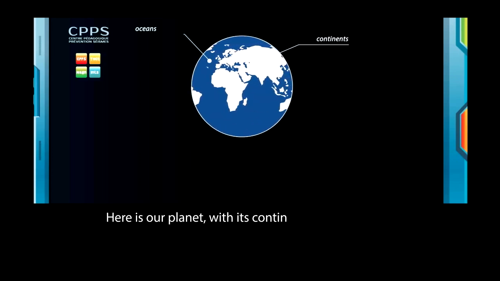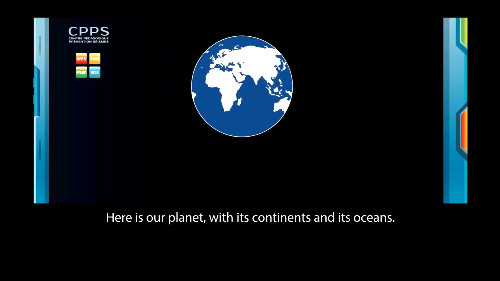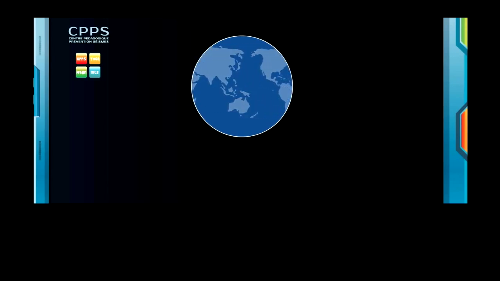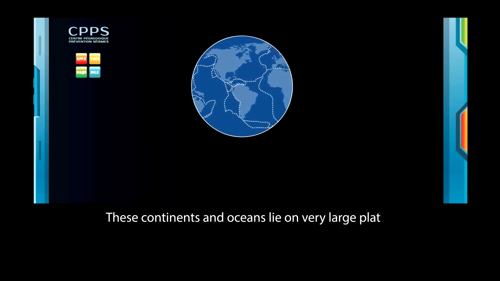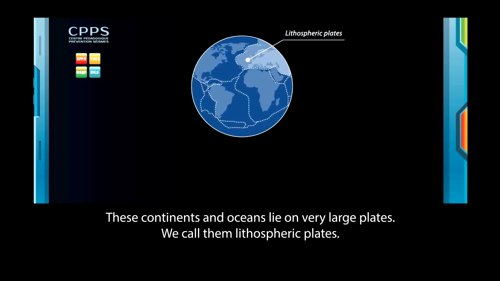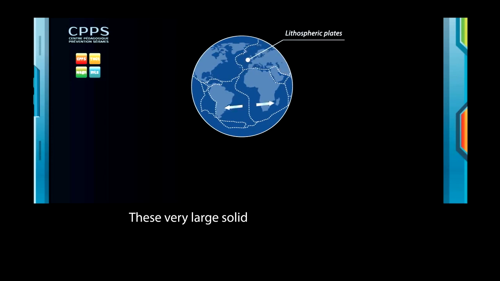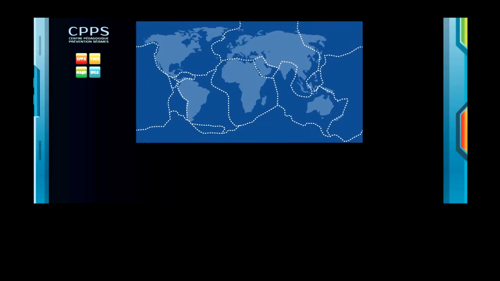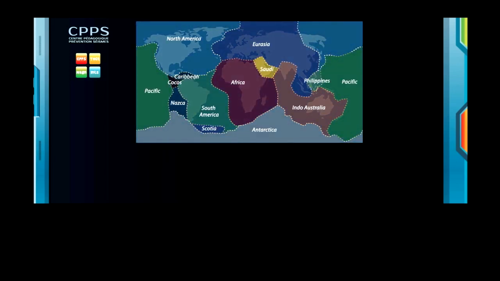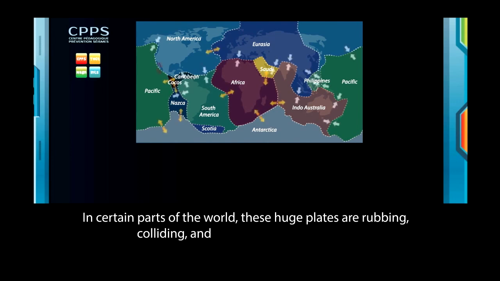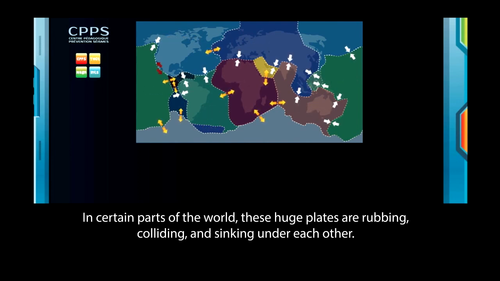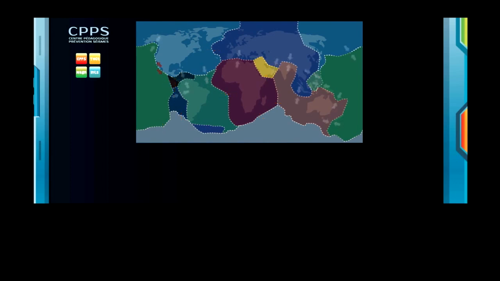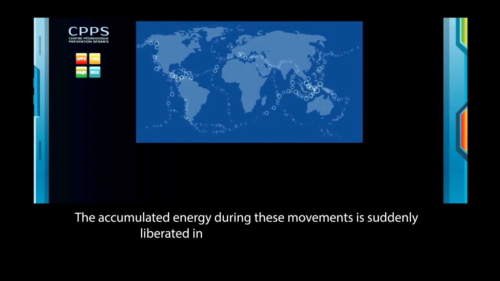Here is our planet, with its continents and its oceans. These continents and oceans lie on very large plates. We call them lithospheric plates. These very large, solid and rigid plates move very slowly by a few centimeters each year. In certain parts of the world, these huge plates are rubbing, colliding, and sinking under each other. The accumulated energy during these movements is suddenly liberated in the form of an earthquake.